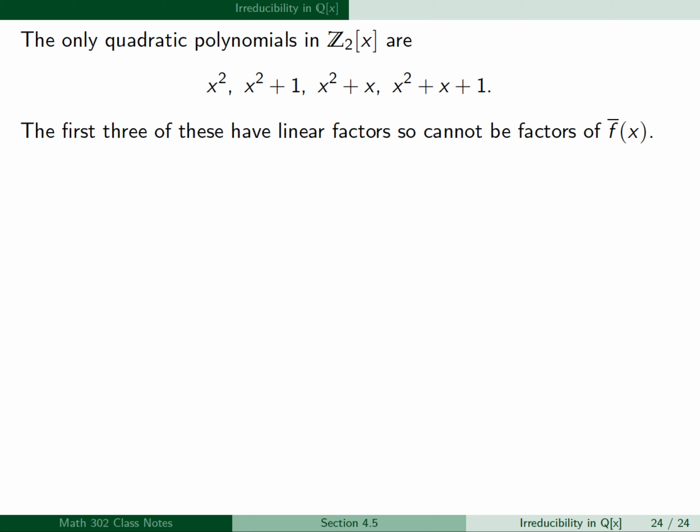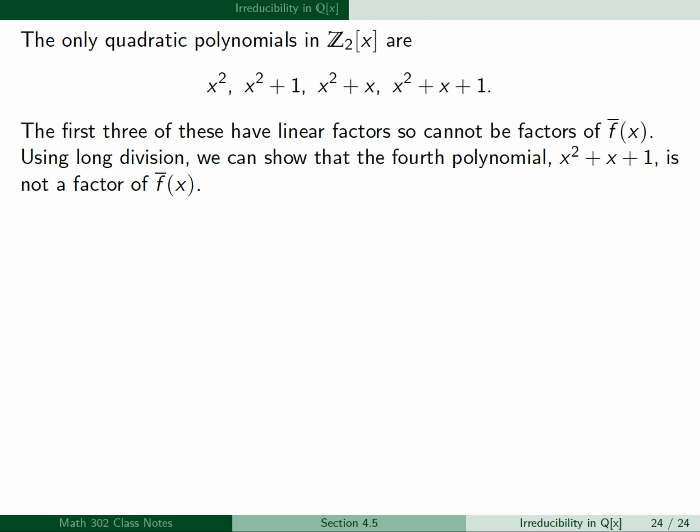Now the first three of these quadratics all have linear factors. x^2 is obviously x times x, x^2 plus 1 is x plus 1 times x plus 1, and x^2 plus x is x times x plus 1. So none of these can be factors of f bar of x, since we've already said that f bar of x has no linear factors.